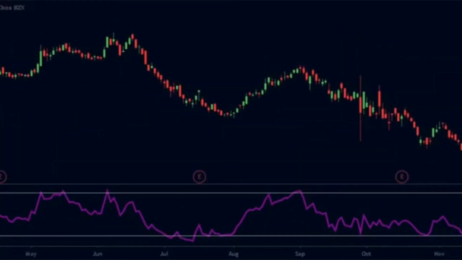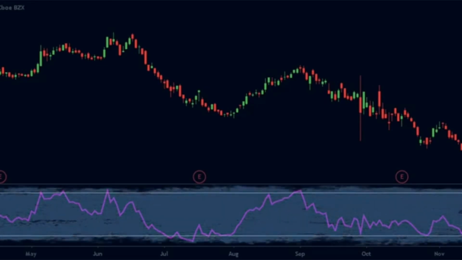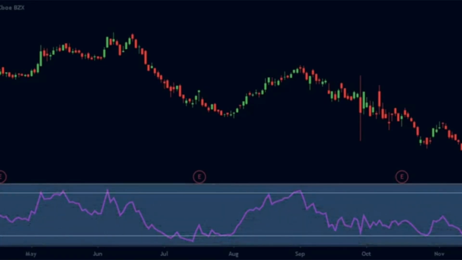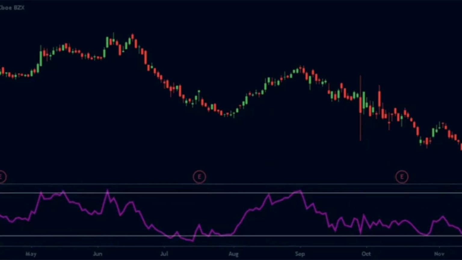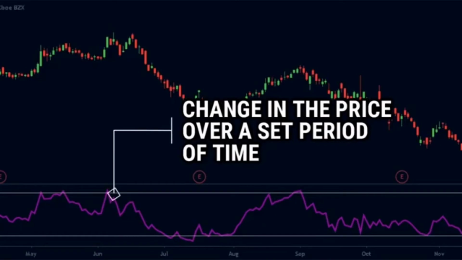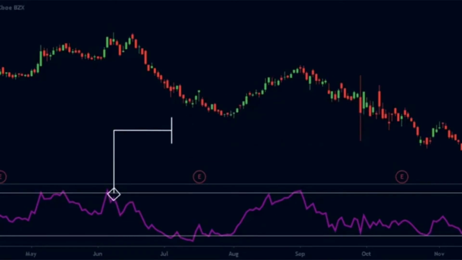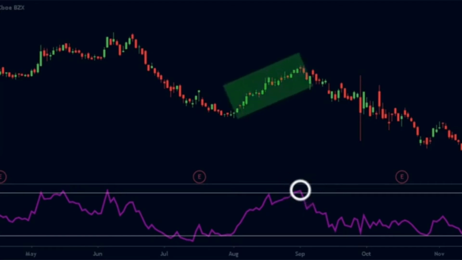The third and last indicator that we will use is the Relative Strength Index. The Relative Strength Index is also known as the RSI. The RSI indicator shows the relative change in the price during a set period of time. For instance, the default 14-period RSI shows the relative change in the price over the last 14 candles.